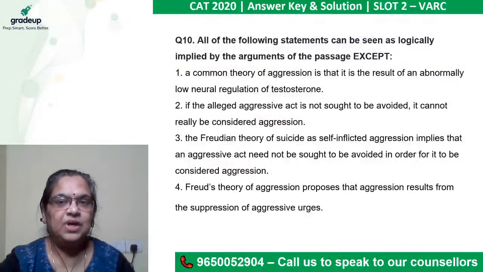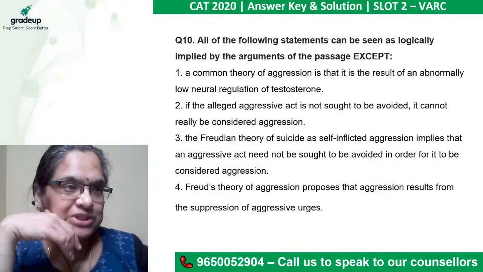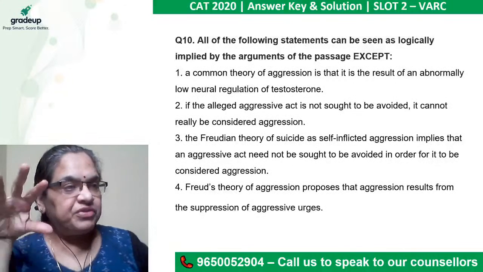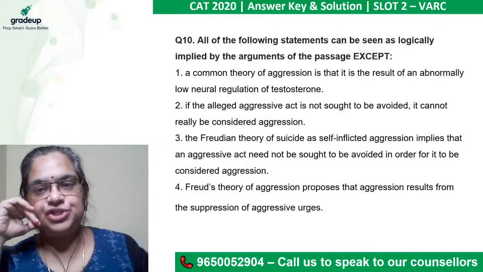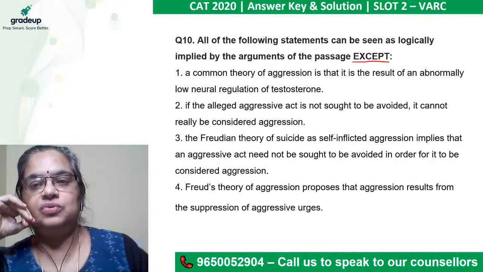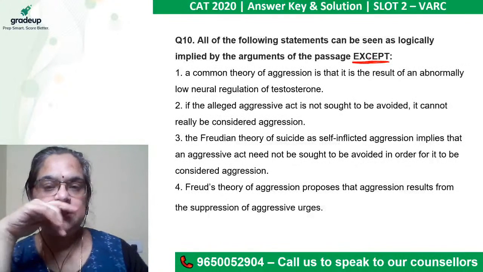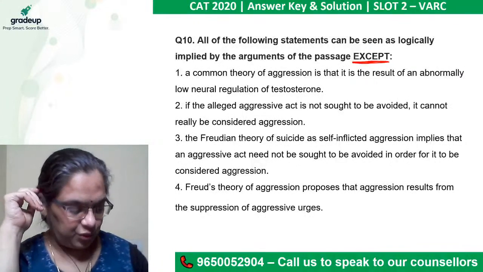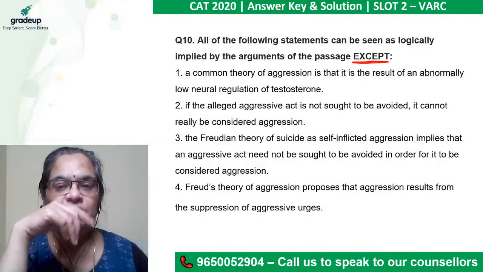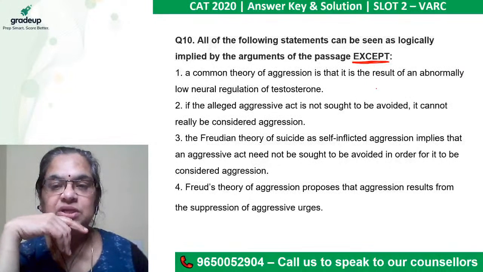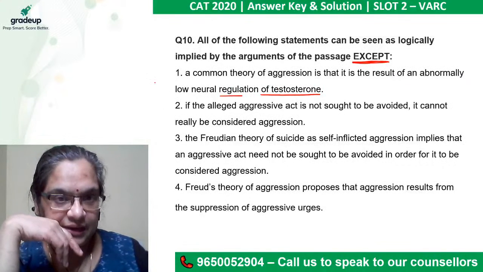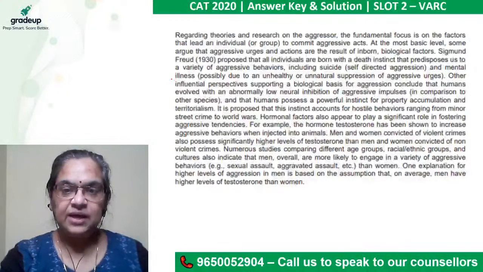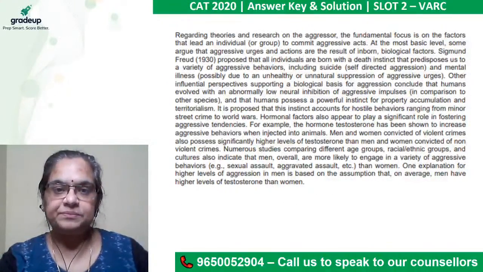Okay. So again, an except question. All of the following statements can be seen as logically implied by the arguments of the passage except. So what is implied and which one is not implied? That's the question you have to answer. A common theory of aggression is that aggression is the result of an abnormally low neural regulation of testosterone. Did he say that? Has that been given?